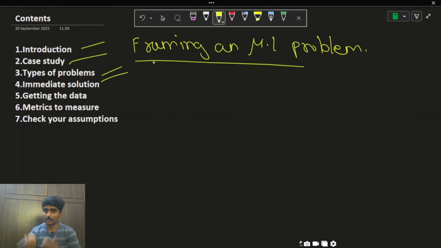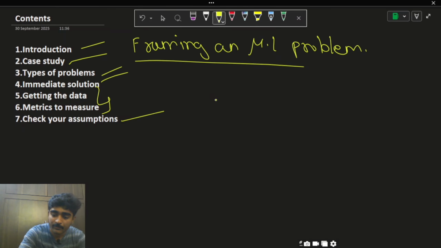and then we'll see the next immediate solutions to that problem, and then we'll discuss getting the data and choosing the right metrics, and finally we'll be checking our assumptions. We have figured out the machine learning problem, and we have also figured out the solutions to that machine learning problem. Now, after figuring out the solutions, will those solutions be suitable for that machine learning problem or not? Will they satisfy that business need or not? We'll be checking out those assumptions.